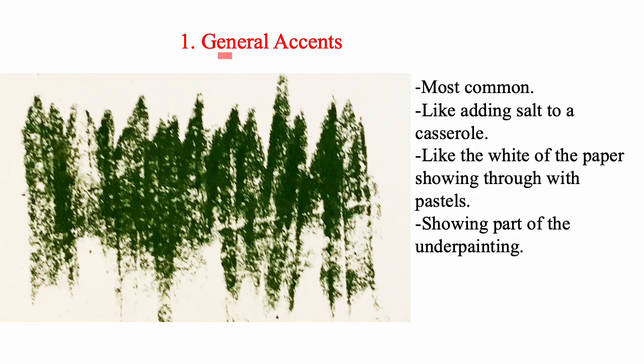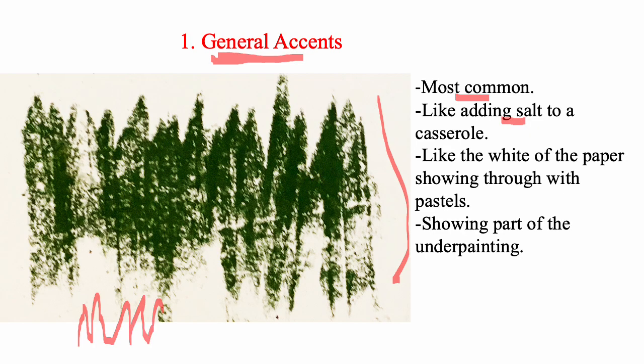The first kind of accent I'm going to discuss are the general accents. They're the most common, like adding salt to a casserole. I have an example here where I took a pastel stick and moved it vertically up and down in short strokes while moving it horizontally to simulate a line of evergreens. I also happened to make this intermittent white line here, which looks like the ground.